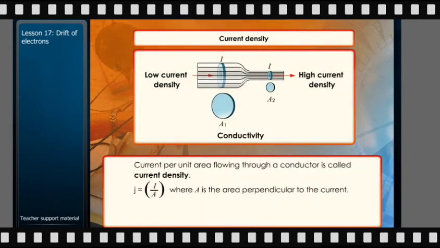Current per unit area flowing through a conductor is called current density and is denoted by J. So, J is equal to I by A, where A is the area perpendicular to the current. Unlike current, current density is a vector. The SI unit of current density is amperes per meter squared.